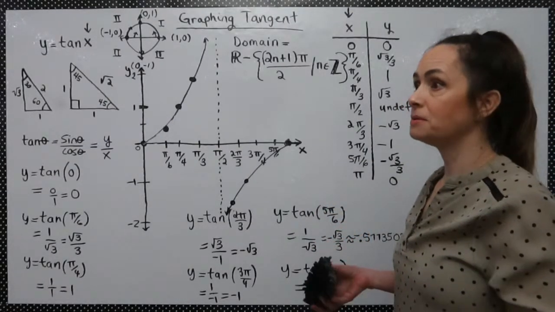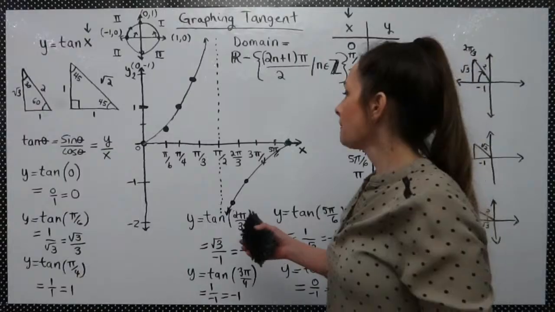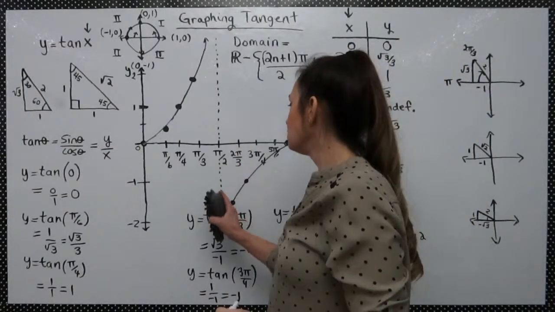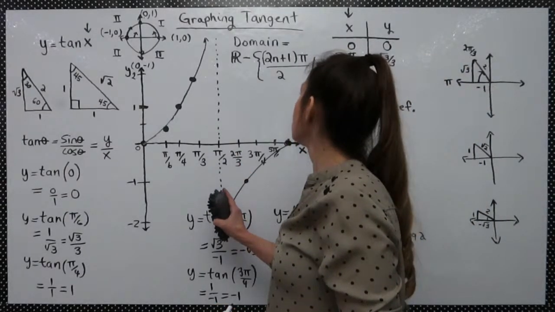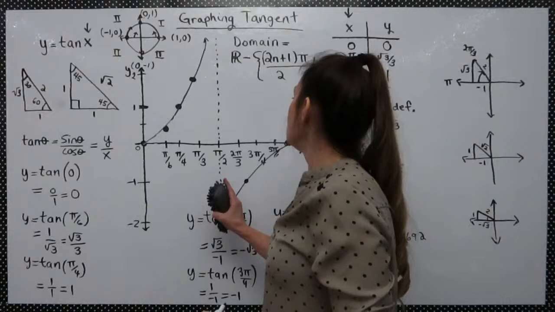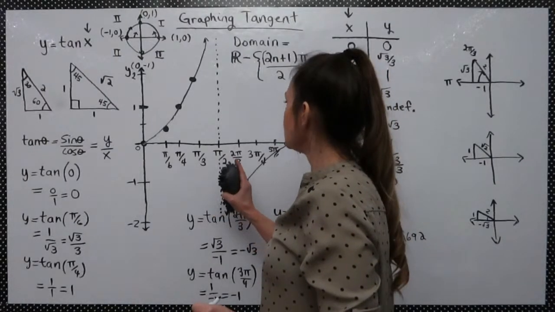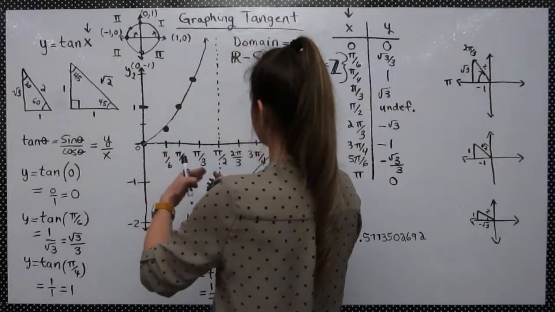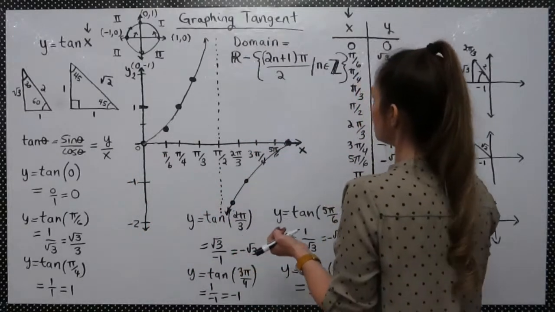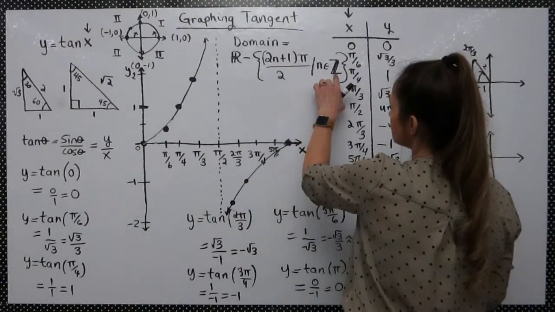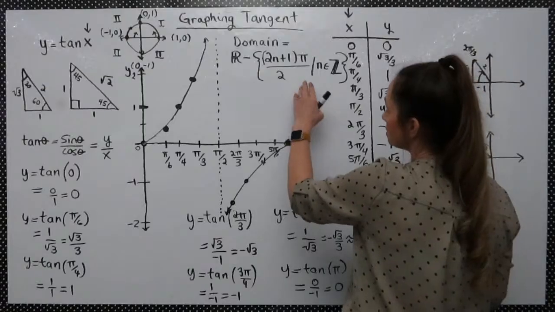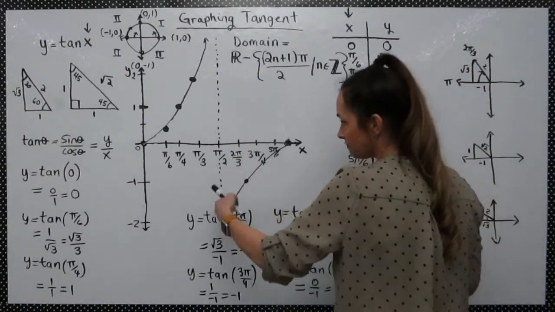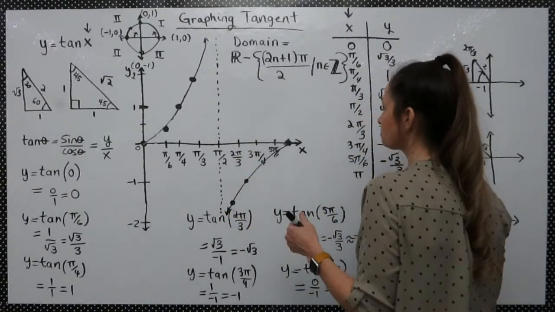Because you have to exclude values of pi over 2 that are literally appearing every period of that graph, okay? So as long as n is an element of Z, except for the odd multiples of pi over 2.